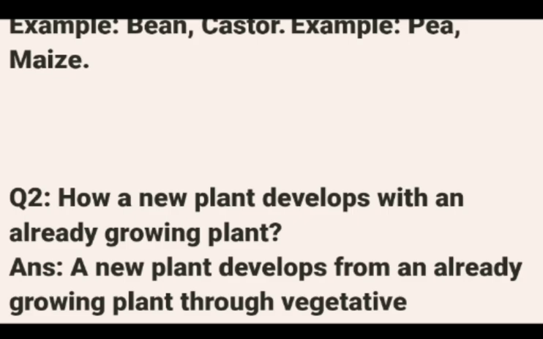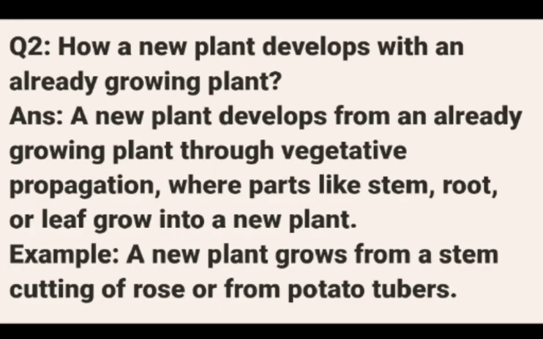Question number 2. How does a new plant develop from an already growing plant? The answer is that a new plant develops from an already growing plant through vegetative propagation, where parts like stem, roots, or leaves grow into a new plant. Example: a new plant grows from a stem cutting of rose or from potato tubers.